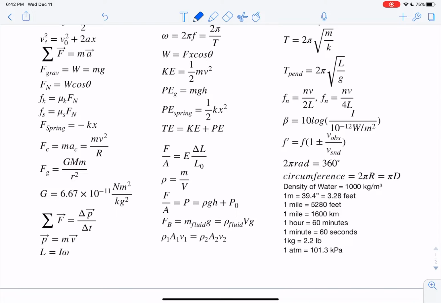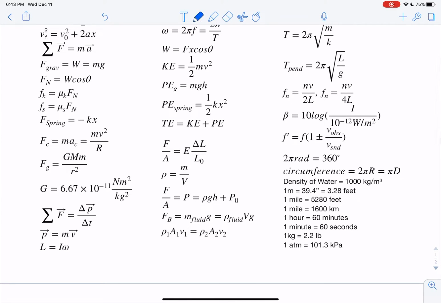The centripetal force: if you've got something accelerating in a circle, the only way to keep it on a circle is if you constantly pull it back to the center, and you have to keep pulling it with mv squared over r amount of force. That's the mass of the object times how fast it's going squared over the radius of the curvature. So that dictates the tension in the rope, for example, if you're swinging something around your head.